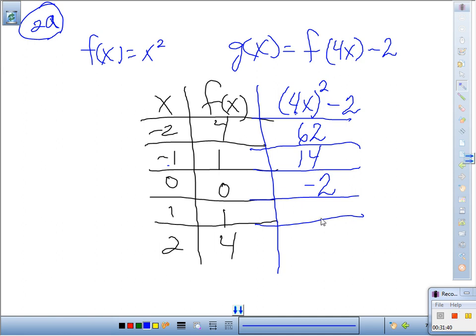Next value. Tell your neighbor what the next value is without even doing the work. 14. And the next one, 62. So which ones will be the most probable ones that we graph? 14, negative 2, and this one with their respective x values. And that's the transformation. We got it? Yes?